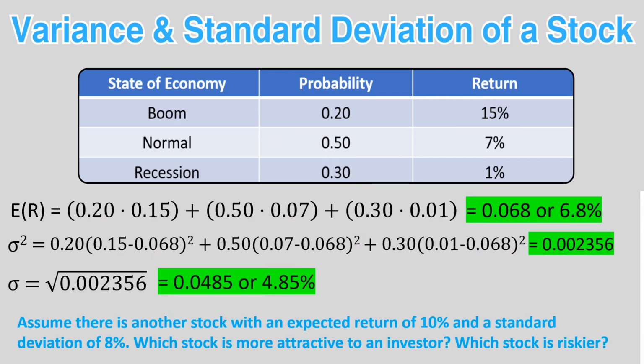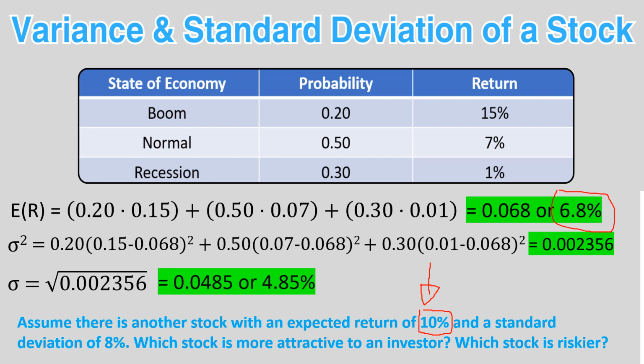Now let's answer this question. Assume there is another stock with an expected return of 10% and a standard deviation of 8%. Which stock is more attractive to an investor, and which stock is riskier? We'll start off by answering which stock is more attractive to an investor. We're going to answer this based solely off these expected returns here. So our expected return of this first stock that we calculated was 6.8%, and this new stock has an expected return of 10%. Based solely off these expected returns, this is going to be the more attractive stock, as it offers a higher expected return.